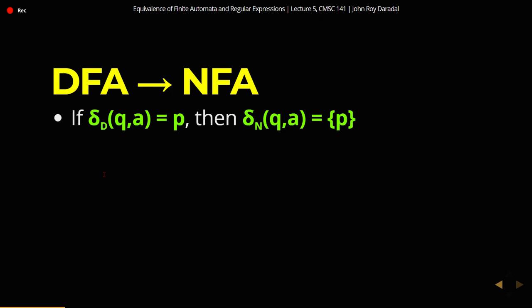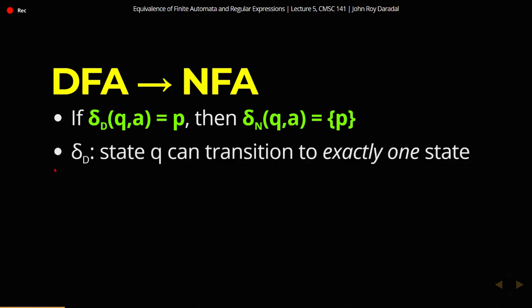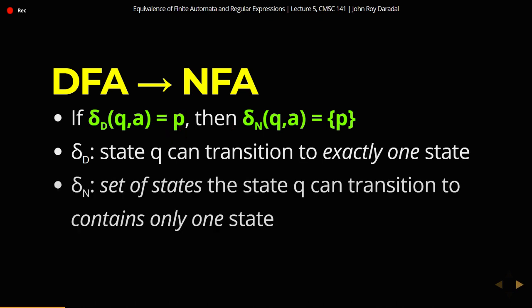And it's very easy to transform the DFA to NFA. So if your transition function in the DFA gives you delta(q, a) equal to p, then the corresponding transition function entry for q in the NFA would be equal to the set containing p. So in the DFA, state q can only transition to exactly one state, which is p. So in our equivalent NFA, the set of states that the state q can transition to contains only one state, which is state p in this case. So it's fairly straightforward.